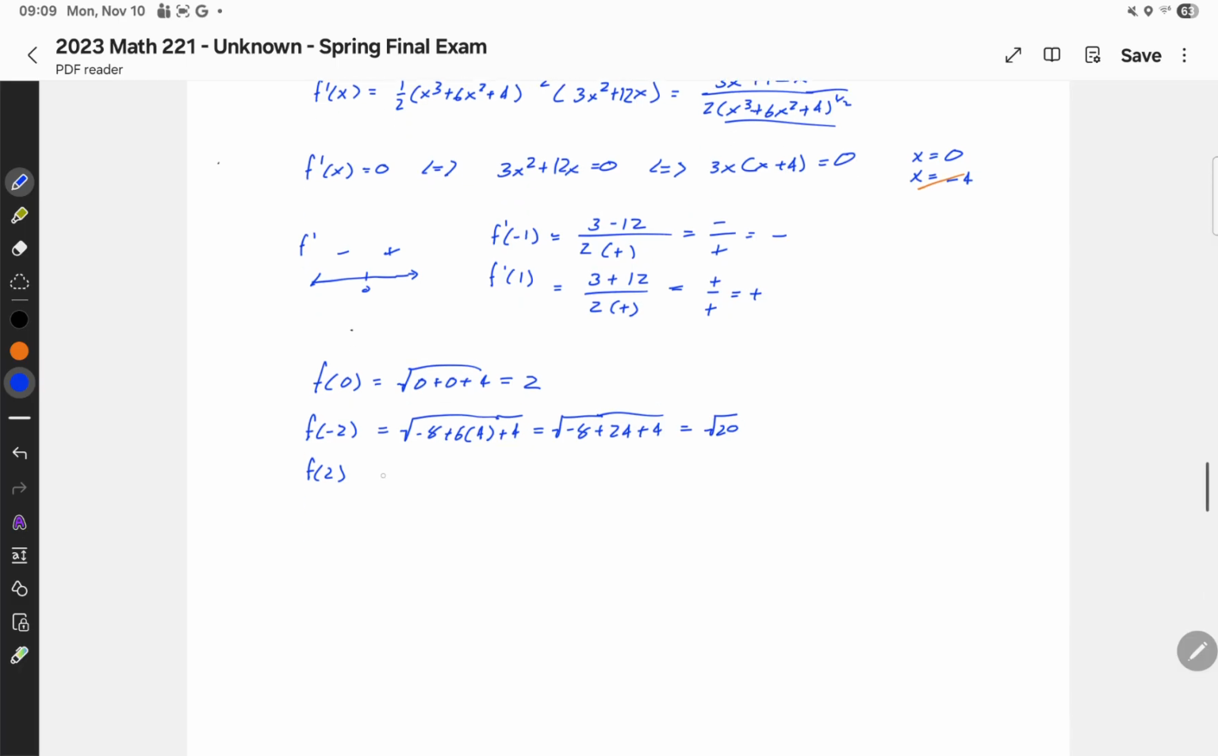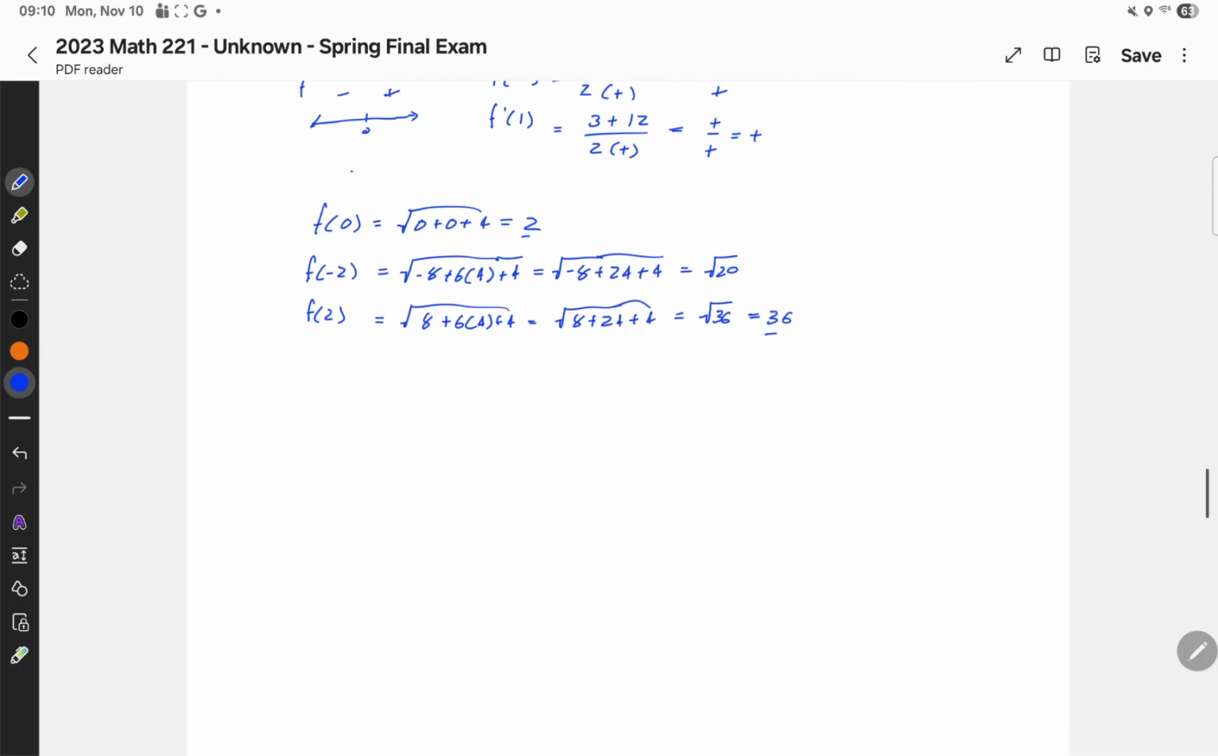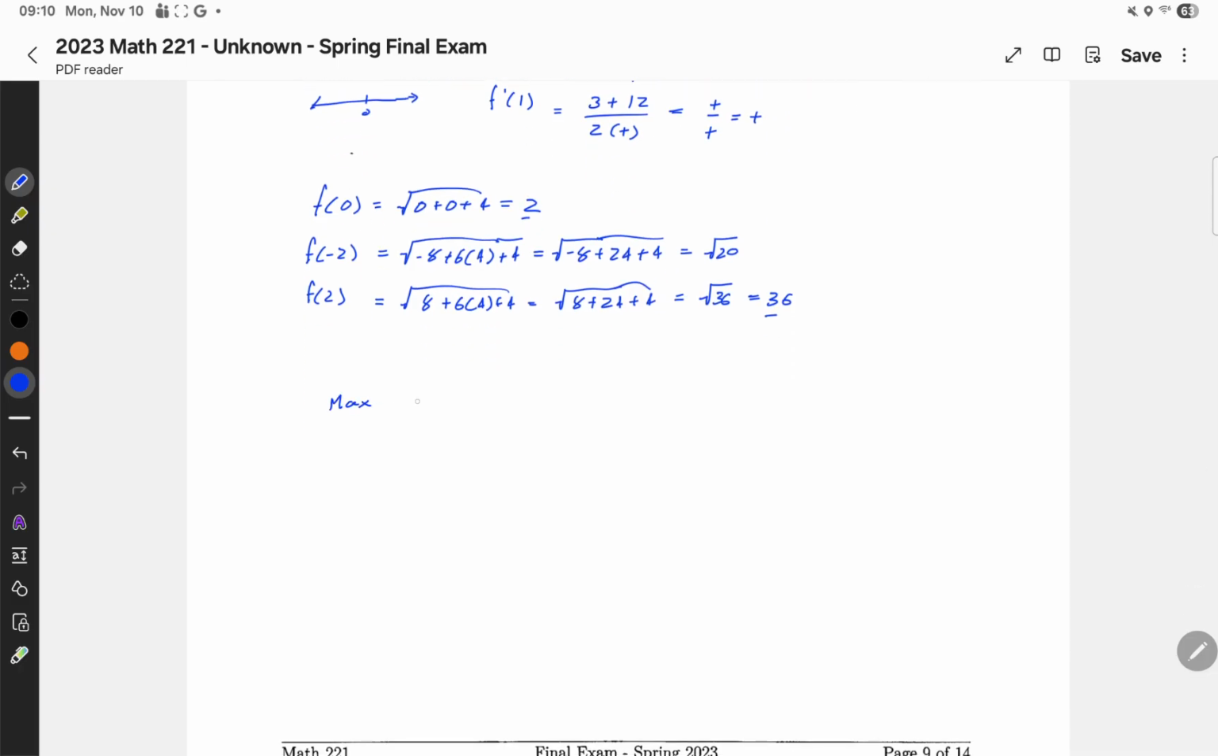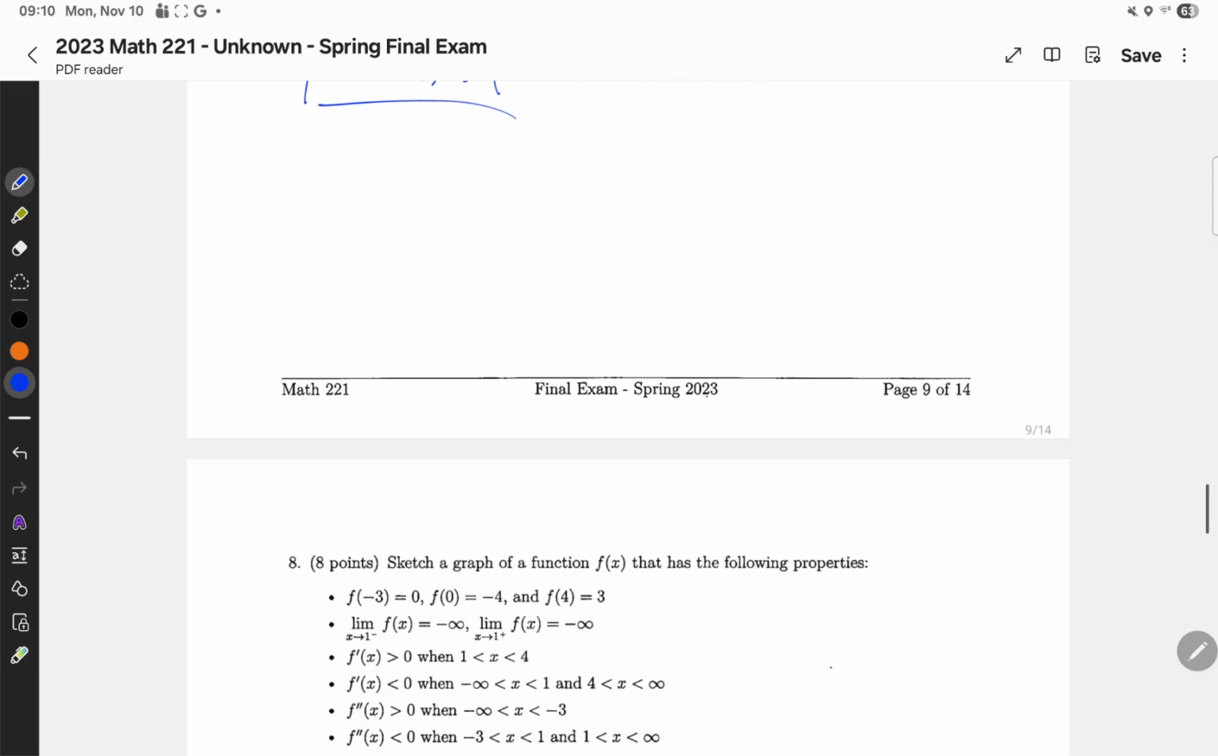And lastly, we have f of 2 is equal to the square root of 8 plus 6 times 4 plus 4, which is going to be equal to the square root of 8 plus 24 plus 4, which is the square root of 36, which is 6. And so we're looking for one maximum, one minimum. So we know the max is going to be at 6, the min is at 2. So I'll just write that here. Max is going to be at (2, 6). Min is at (0, 2). Perfect. All right, moving on to question 8.